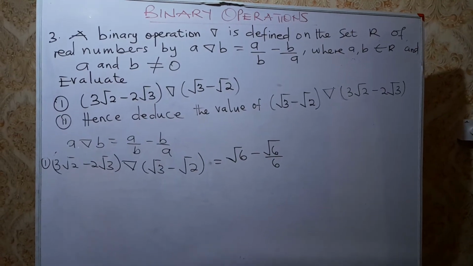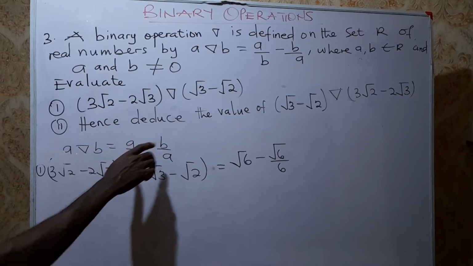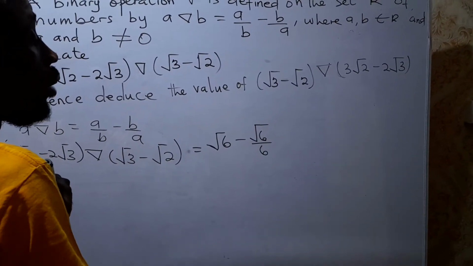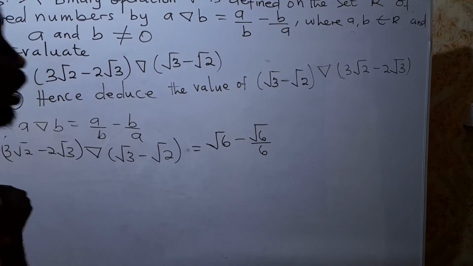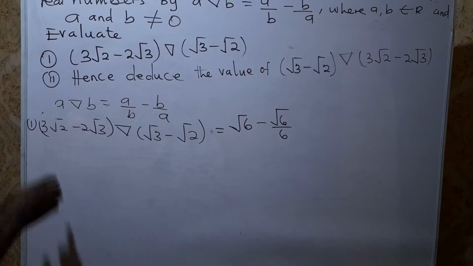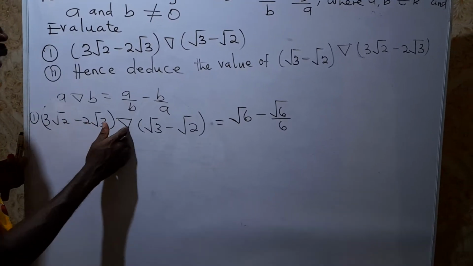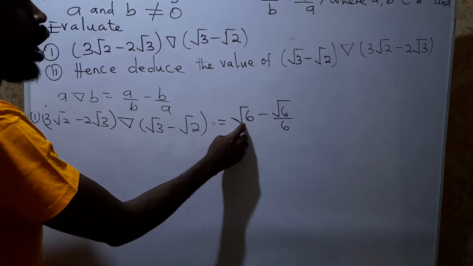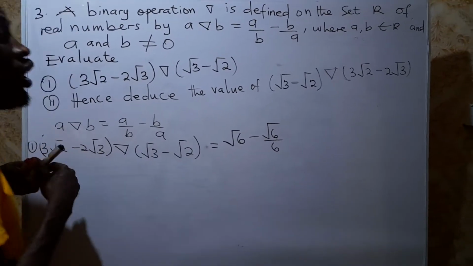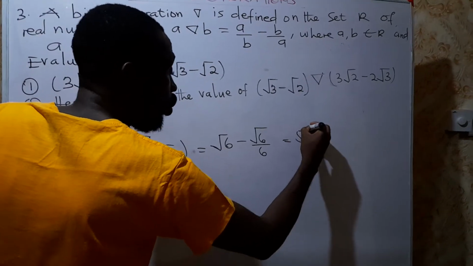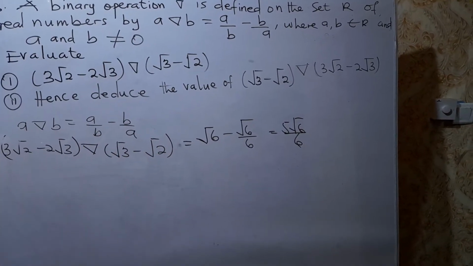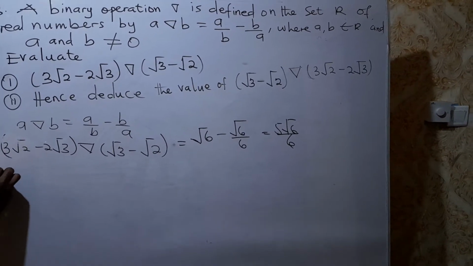So now let's see the second aspect. They say hence we should deduce the value of root 3 minus root 2 operation 3 root 2 minus 2 root 3. Remember, when we solve this, 3 root 2 minus 2 root 3 operation root 3 minus root 2, we have root 6 minus root 6 over 6. When we simplify to get 5 root 6 over 6, if you recollect very well. So now, let's deduce the value of that.